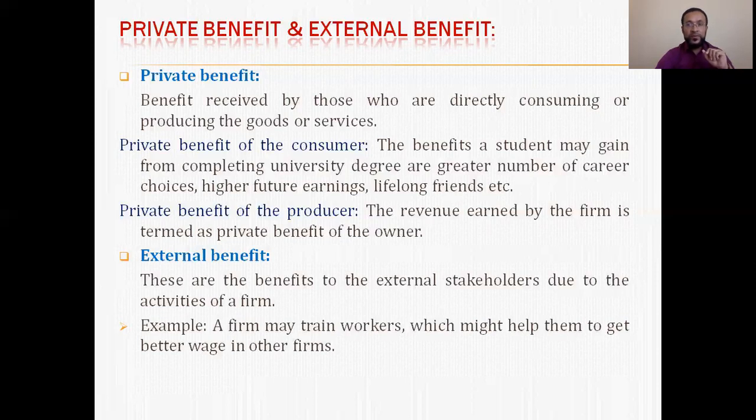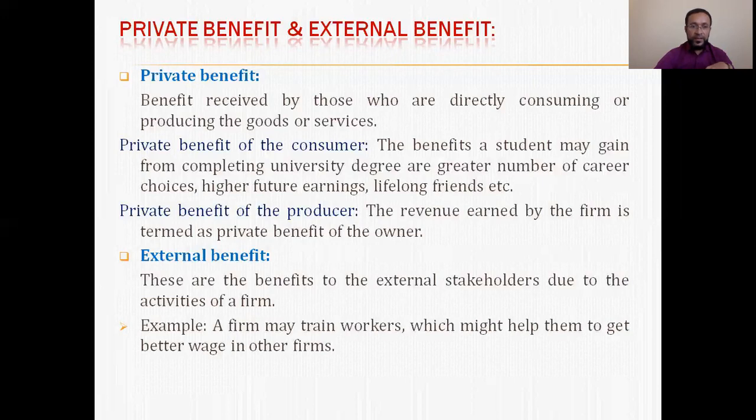And the private benefit of the producer is the revenue. The revenue earned by the firm is termed as private benefit of the owner. So here the student is the first party and the producer is the first party. So the benefit of the student is the higher choices of jobs and more opportunity of higher income. And for the producer, it is the revenue, right? So these are the private benefits. And external benefit. These are the benefits to the external stakeholders due to the activities of the firm. That means the benefit gained by the third party from the positive externality is called the external benefit.